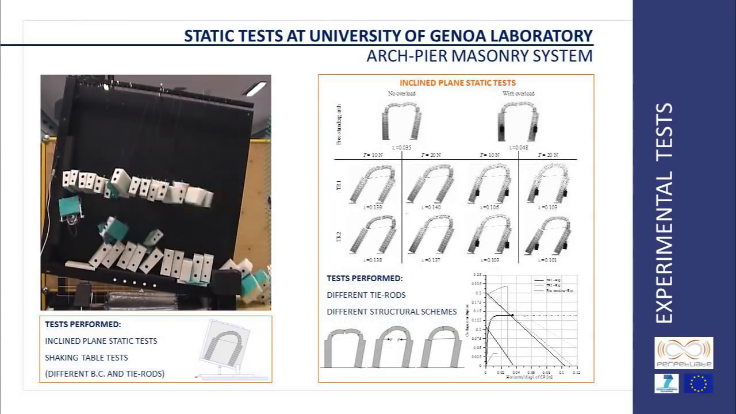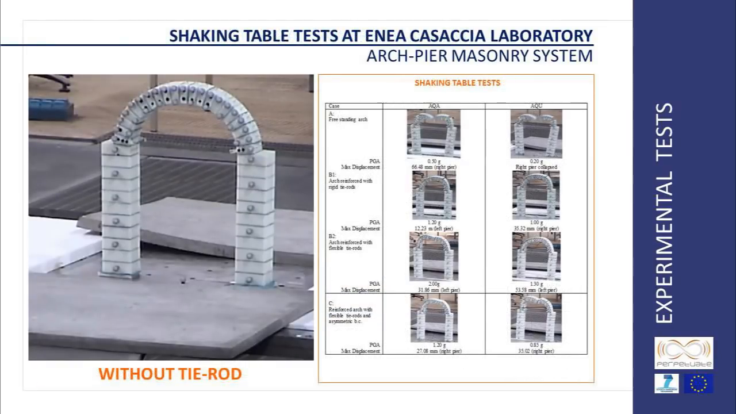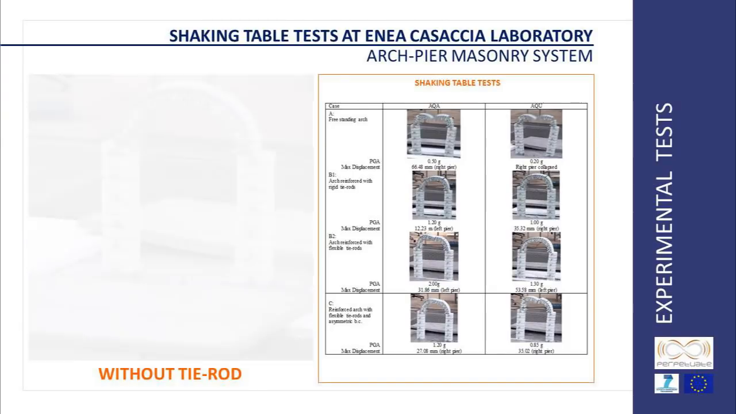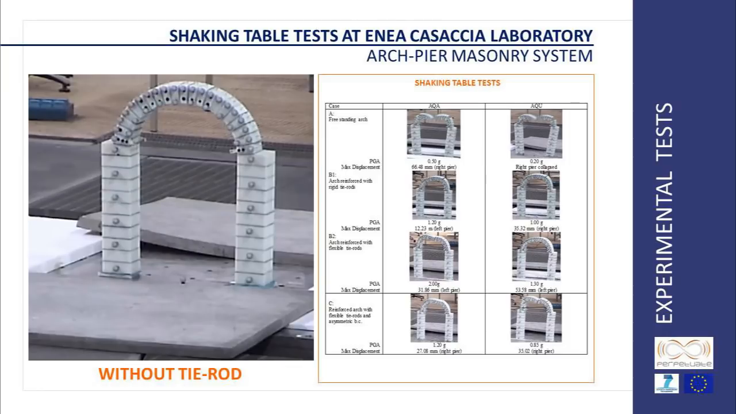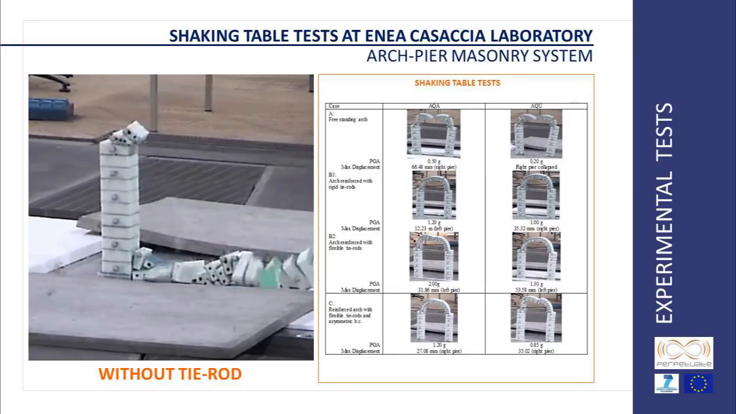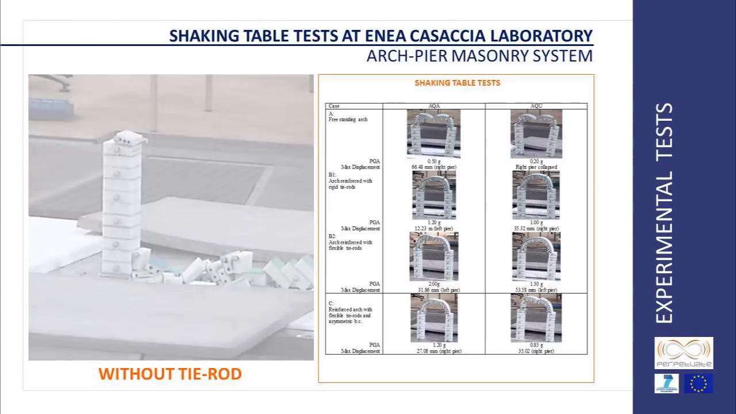These tests allowed us to define the static collapse multiplier and typical collapse modes and to provide preliminary results for the following dynamic tests. Shaking table tests have been performed in a second phase at the ENEA laboratory in Rome, with the aim to analyze the dynamic behavior of the system. Incremental dynamic analysis with 2 different scale inputs has been carried out in order to define the peak ground acceleration and limit displacement at arch collapse.